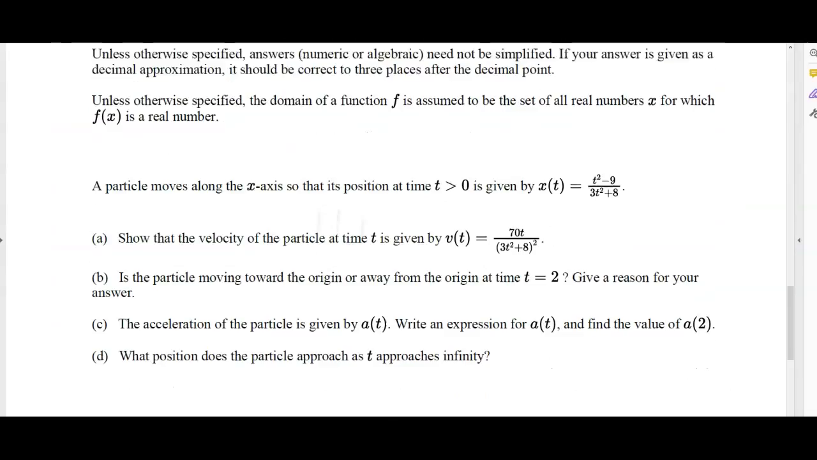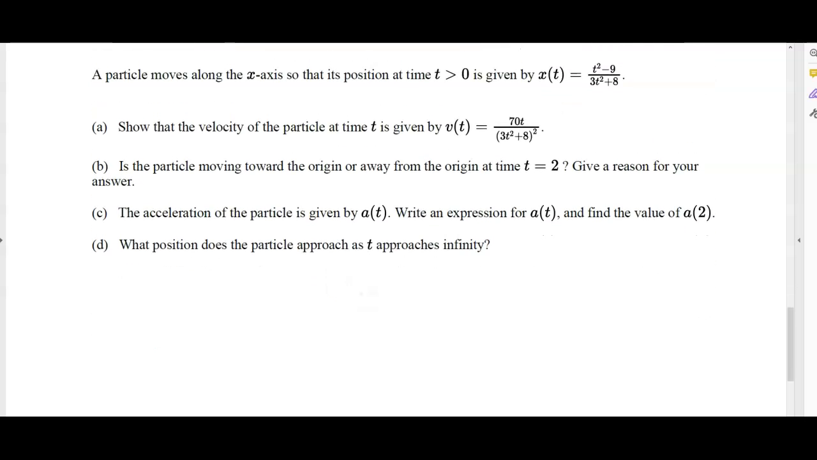Once again, no calculator. Maybe they'll give us reasonable things this time. All right. A particle moves along the x-axis so that its position at any given time is this. So they're giving me a position function. Let's take a look at question A. Show that the velocity of the particle at time t is given by this here. So, as you guys know, velocity is found by doing the derivative of your position function. And the derivative of my position function is going to require me to use the quotient rule.